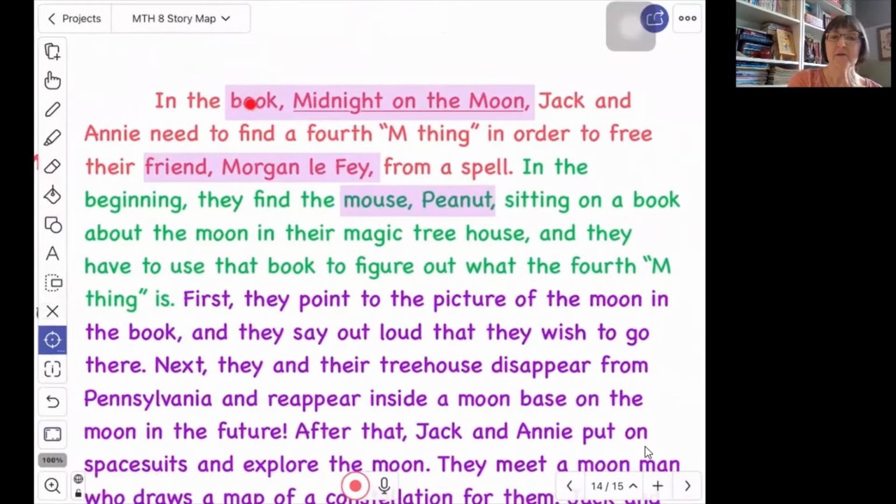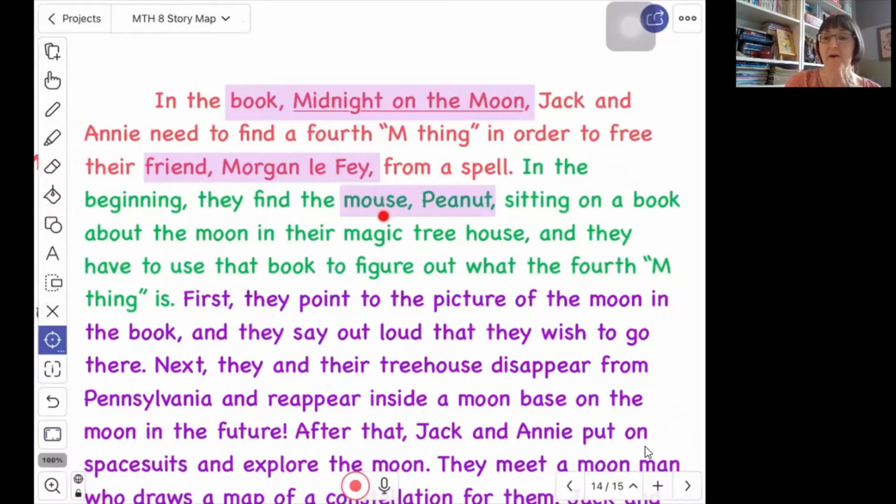So the noun here is book, but we want to be more specific about which book. We want to give the name of the book, which is Midnight on the Moon. So we put a comma before it and a comma after it. Here, the noun is friend. They want to free their friend, but we want to be more specific about which friend. So we say Morgan Le Fay. Friend and Morgan Le Fay are the same person. So we put a comma before Morgan and a comma after her.